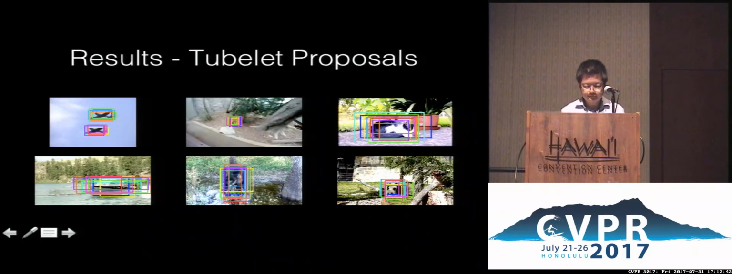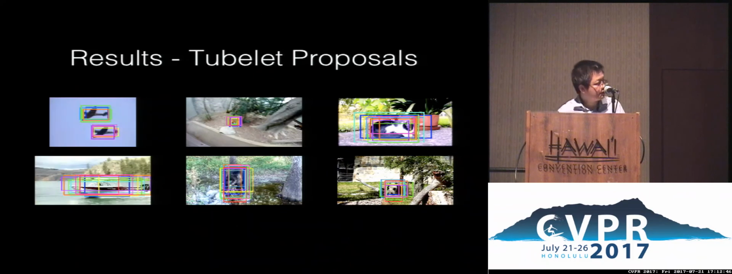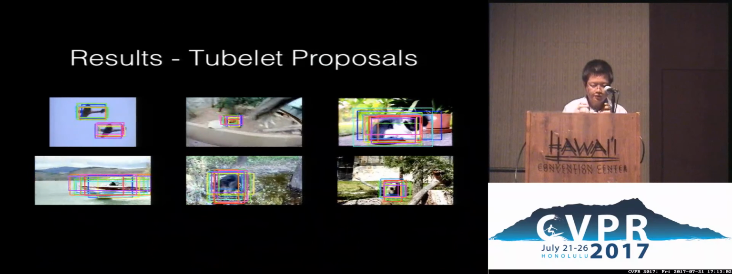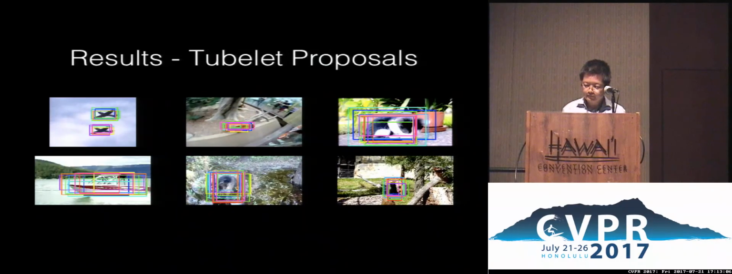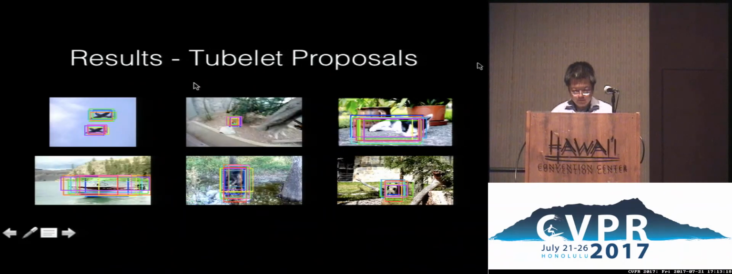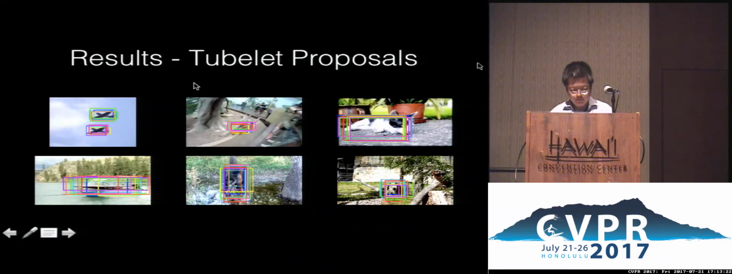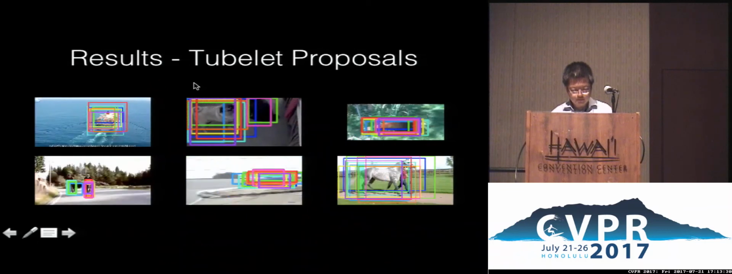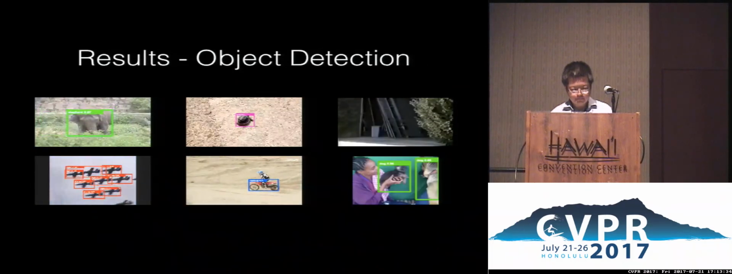Let's see some results here. Here you can see some results of the region proposals or tubelet proposals we generated. You can see that during the tracking, they can still keep their relative positions. They will not converge to the same objects. And these are the final results of the object detections.